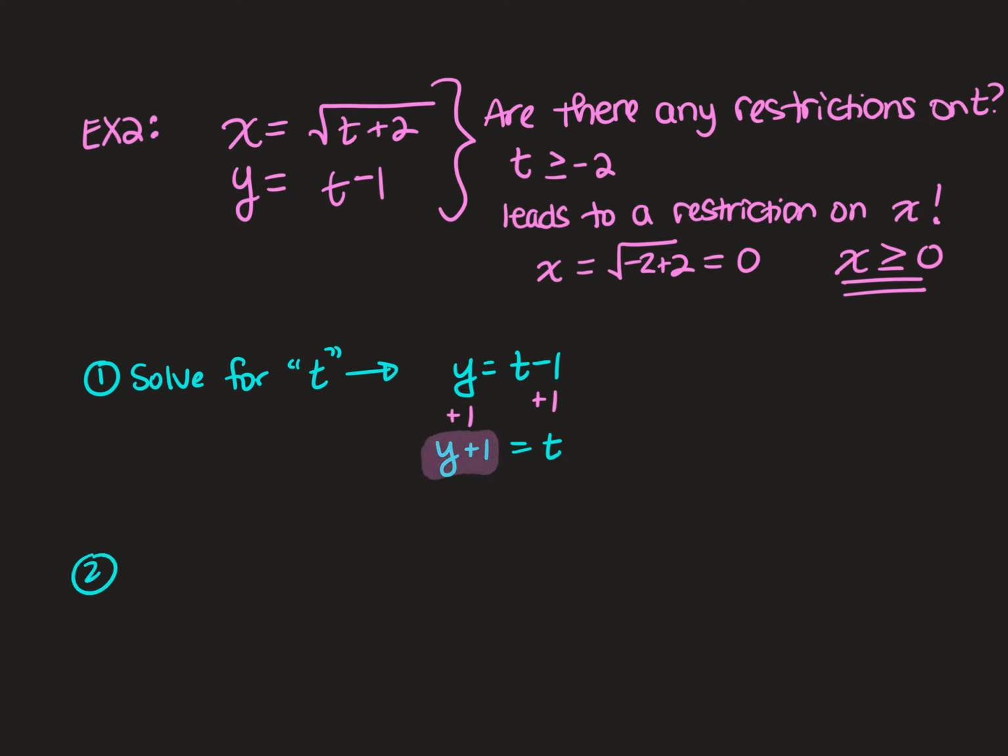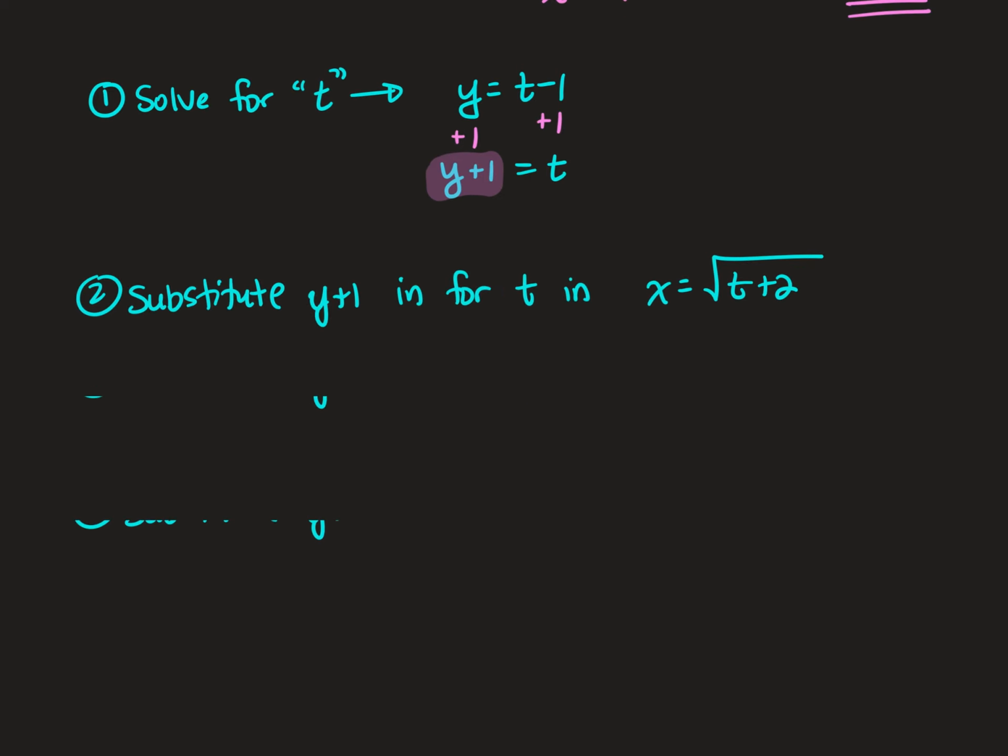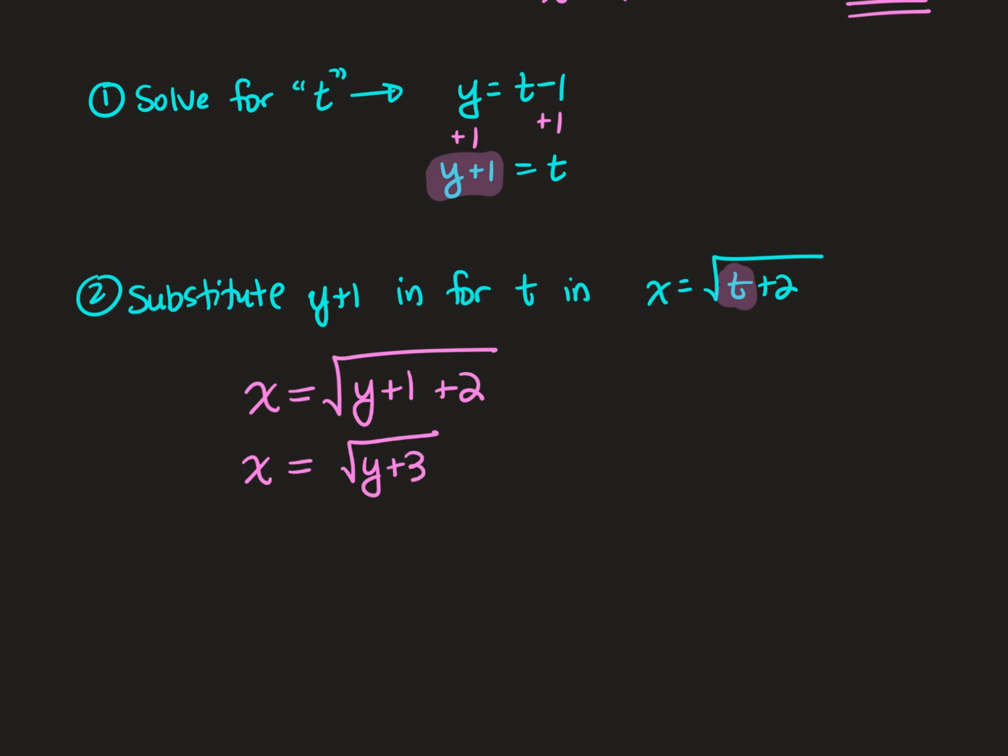So now I'm going to substitute what I just found, which is y plus 1, in for t in the equation x equals the square root of t plus 2. So what does that look like? Well, when I substitute in, x equals the square root of, now instead of t plus 2, I'm going to substitute in for t, y plus 1. So I would have y plus 1 plus 2. Well, that leads me to an equation that looks like this. x equals the square root of y plus 3.